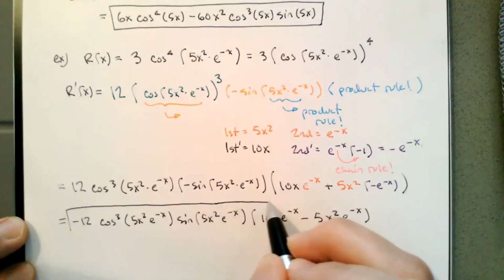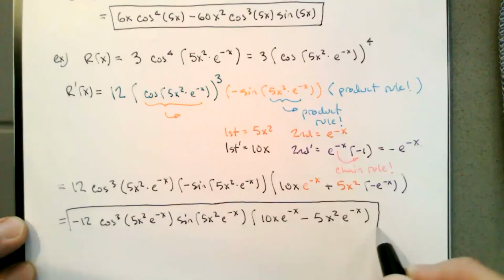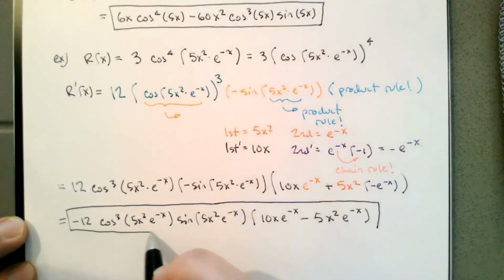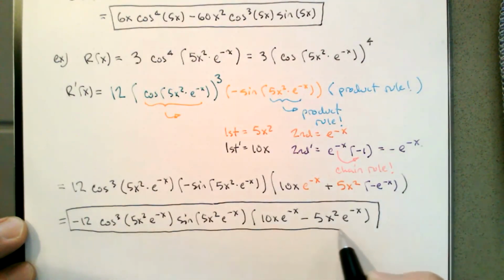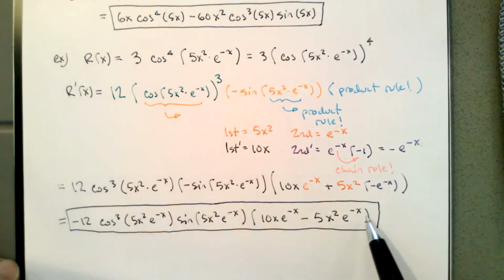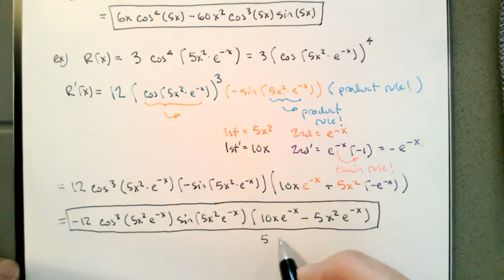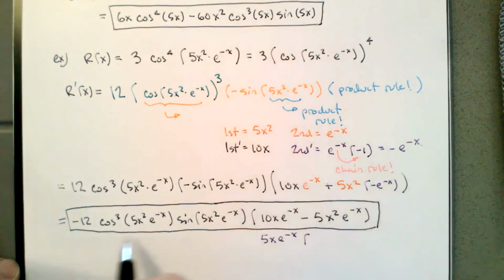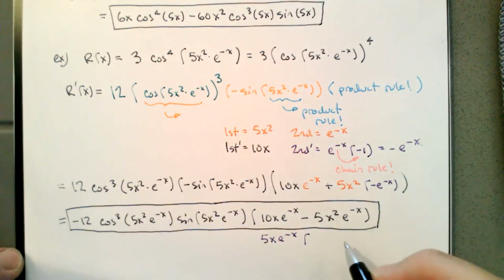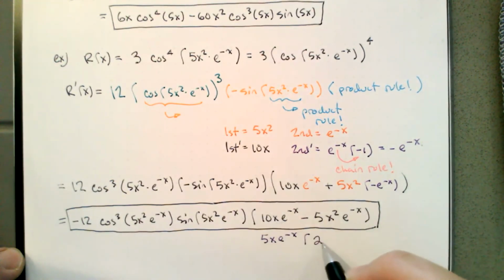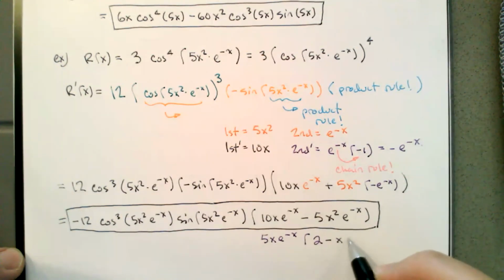If you want to factor further, notice that this third factor, the one with the two terms, has a common factor of a 5x and an e to the negative x. So it might be that we look at this factor and say, I want to clean this up even more because I have two instances of this x e to the x. So I'm going to factor a 5x e to the negative x out of these two terms, just these two. I can't do it out of the first, the cosine and sine factors. And that would leave a 2 minus x.